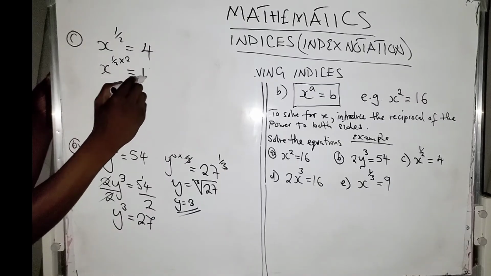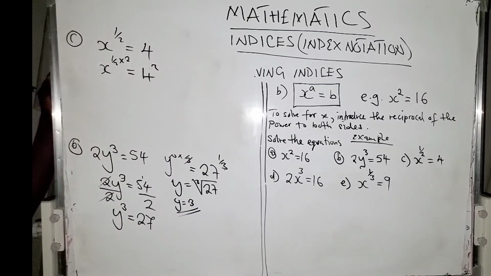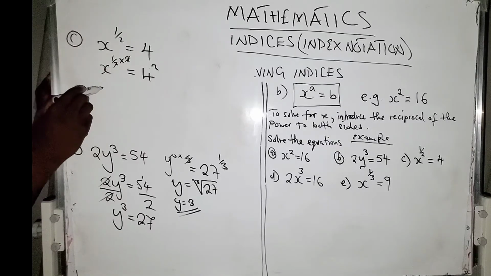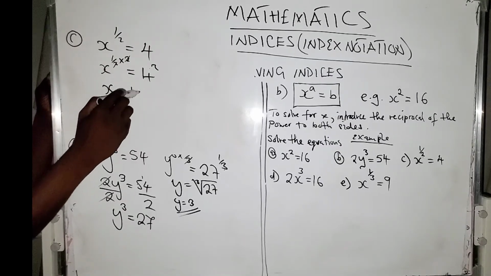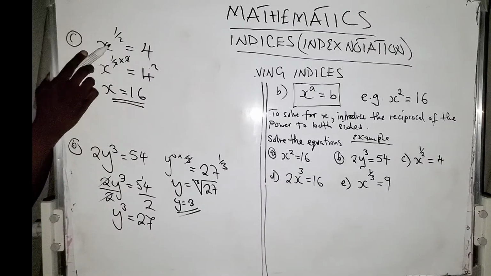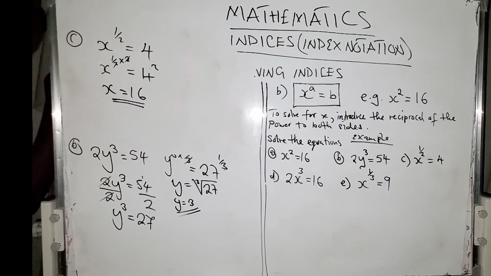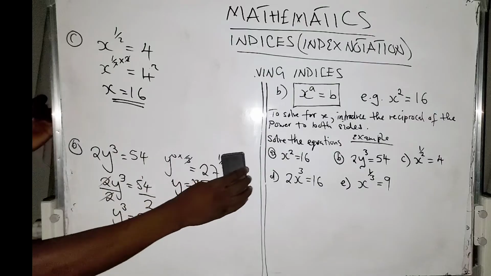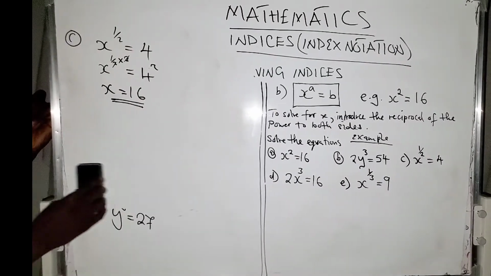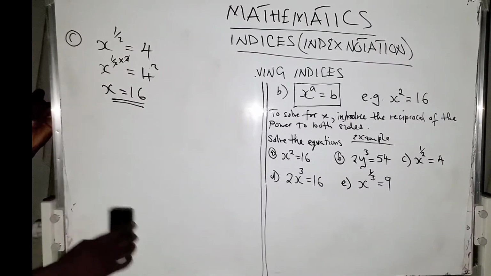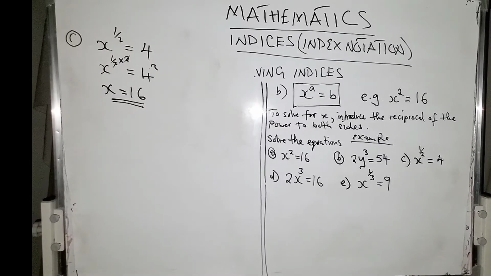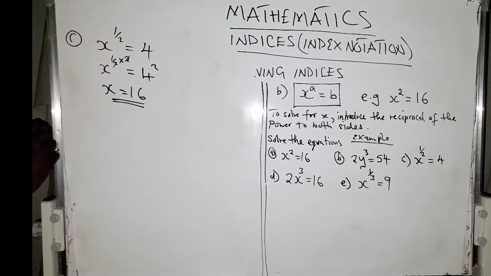Meaning this side also we should introduce a 2. Are we together? This and this cancel. x is equal to 16. If you put 16 here, 16 to the power 1 over 2 is 4, right? Because we're going to find the square root somewhere there. Okay. Now, let's answer the last two questions. So question D.